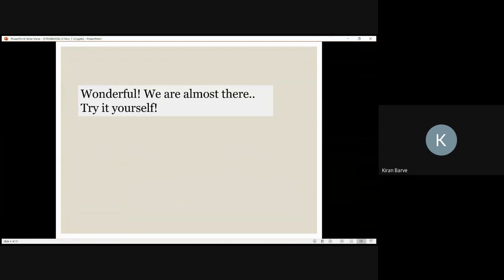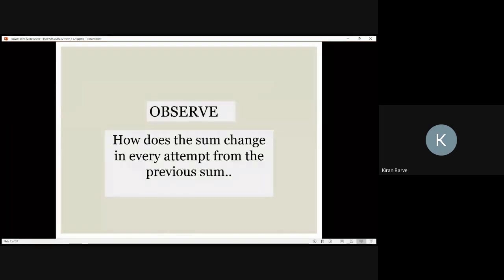Wonderful. We are almost there. Try it yourself. Now, can someone answer, how does the sum change in every attempt from the previous sum? Because of the operation. Yes, because it changes from plus to minus, sir, because of the operation only.